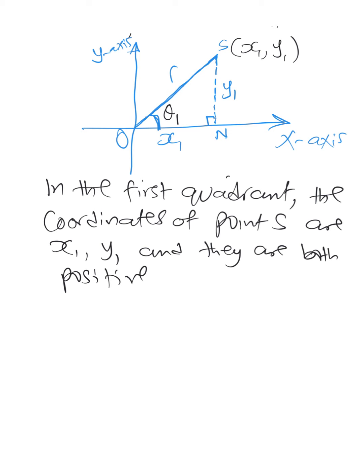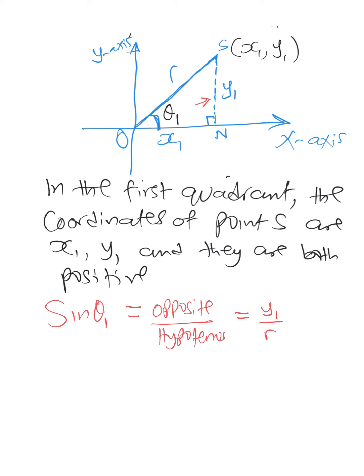What is the sine of theta 1? We say the sine is opposite out of the hypotenuse, if you remember what we discussed yesterday. The side facing the angle is the opposite side, and the hypotenuse never changes, the longest side of the right angle triangle. So in this case, we have y1 out of r. But we know that y1 is positive and r is positive, so this is a positive ratio. When you divide any value you have for y1 by r, you get a positive ratio for sine theta 1.